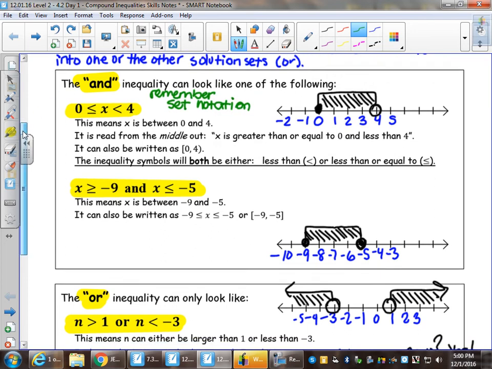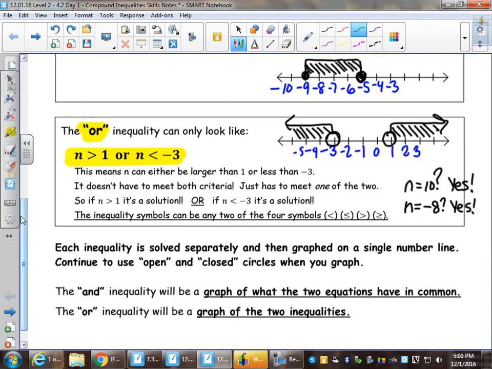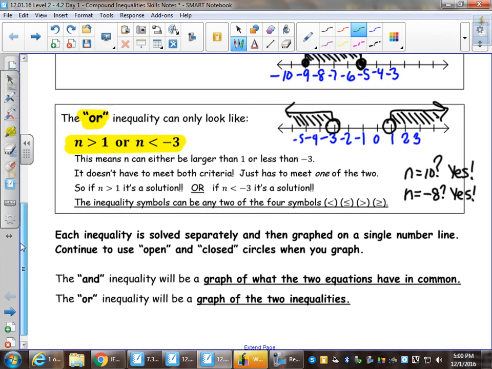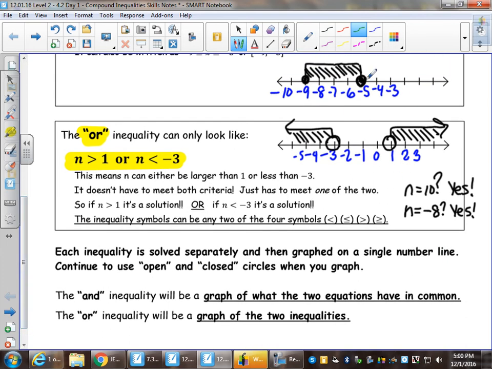Okay, so we've talked about and, we've talked about or. We just have a couple brief notes here on our graphing. Each inequality is solved separately and then graphed on a single number line. We're about to practice that. Continue to use your open and closed circles. So when we graph these examples, we're working with closed and open circles just like we were before.